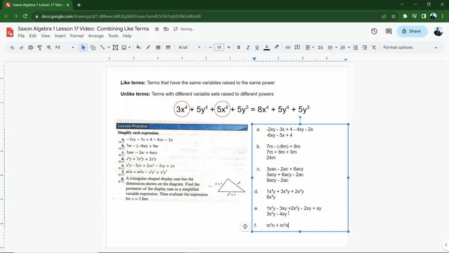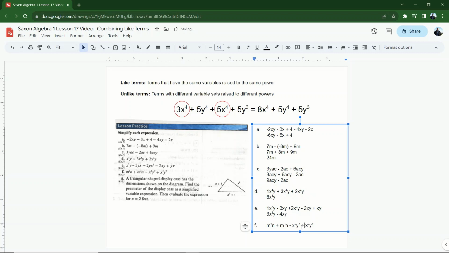And then, let's see, minus x squared y to the 7th. That's an interesting variable set. I'm multiplying x times y times y times y times y times y times y times y. All right. Minus x squared y to the 7th, and then plus x squared y to the 7th. So I need to change this to a plus.